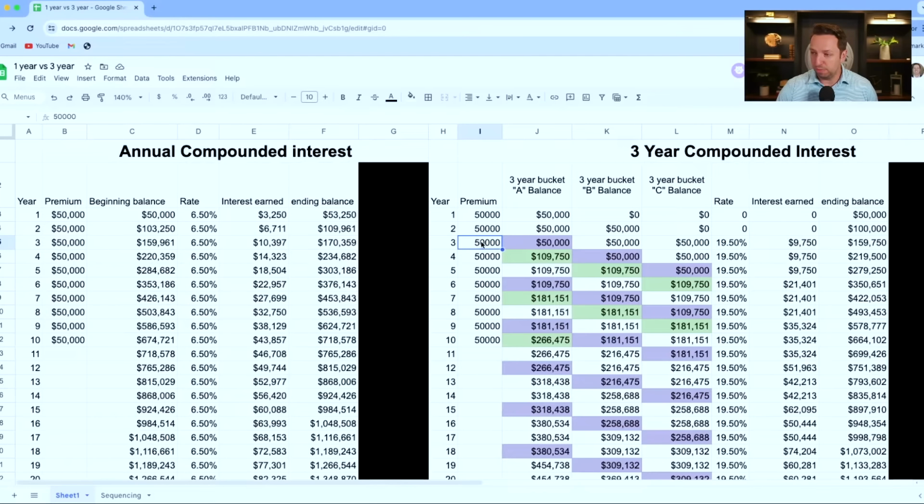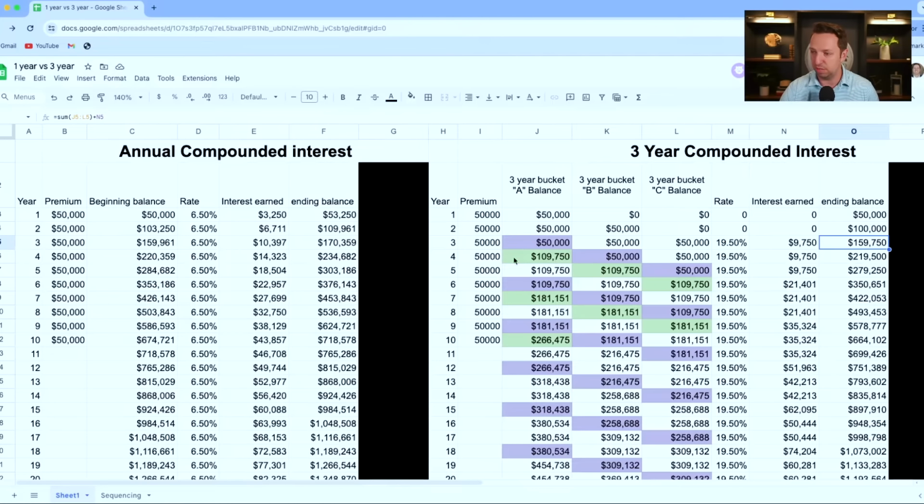In the 3rd year, you post another $50,000 premium. You'll notice that our 3-year bucket A balance is purple. That means at the end of this contract year, it will post its return. $50,000 goes into our bucket C. We get a 19.5% rate of return on bucket A. That's $9,750. Our total account balance at the end of the year is $159,750. And so right out of the gate, you can see a huge difference between annual and 3-year compounding.